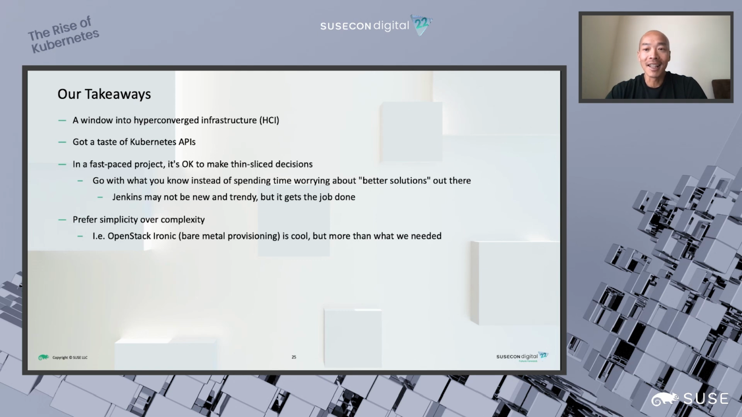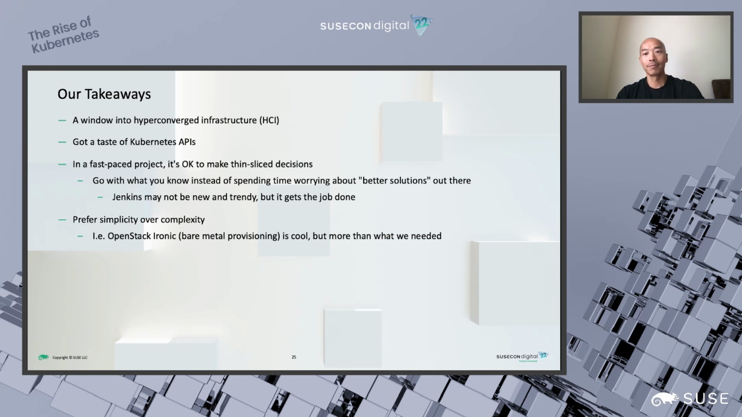The other important takeaway is that when working on a fast-paced project like Harvester, it's okay to use your experience and to make thin slice decisions instead of spending time worrying about finding the best solutions out there. Just go with what's been working for you. For example, Jenkins may not be new or trendy, but it got the job done for us, and we didn't have to worry about any learning curve.